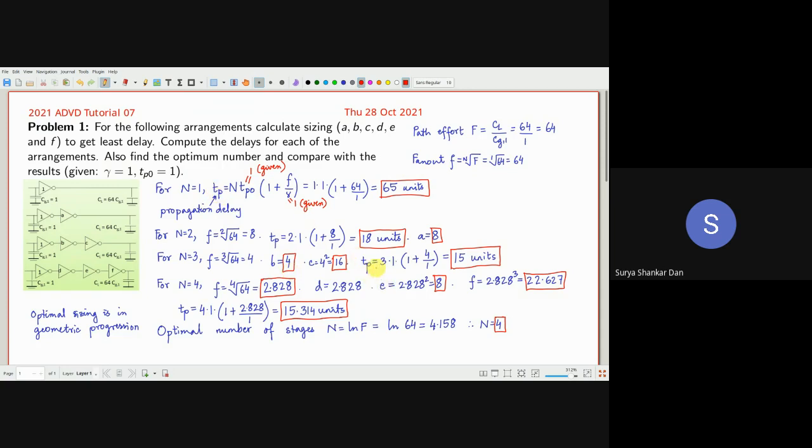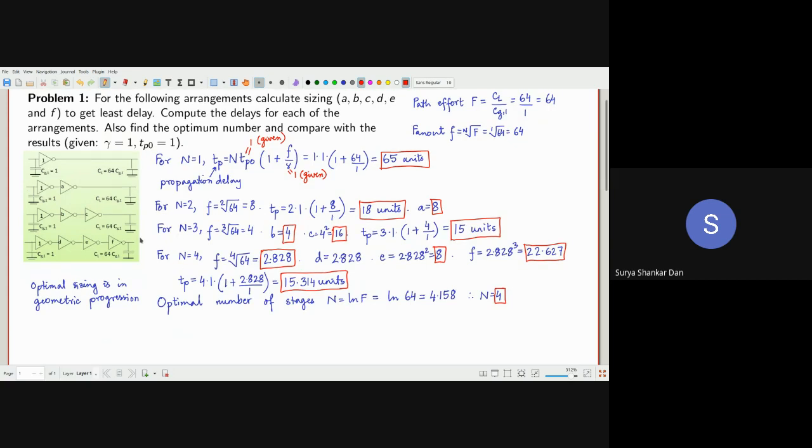Propagation delay, n equal to 3. Again the same formula: 3 into 1 into 1 plus small f, in place of which we will write 4 here. 4 by 1, that is 15 units. Okay. Now for the last one. Very simple problem actually, once you understand how it is going on.